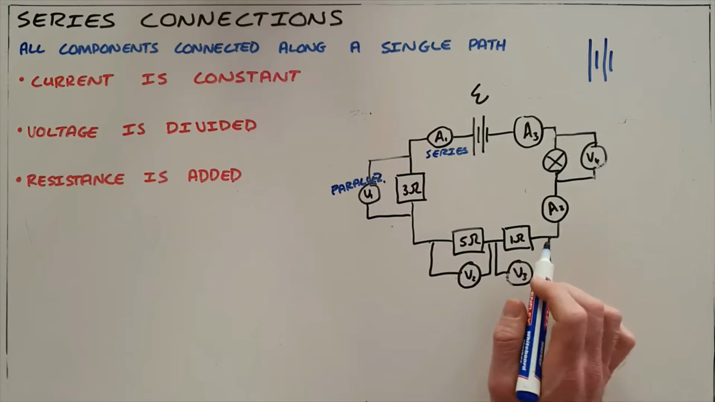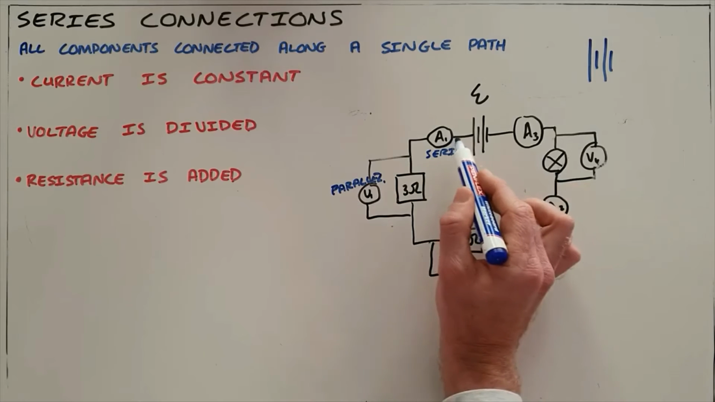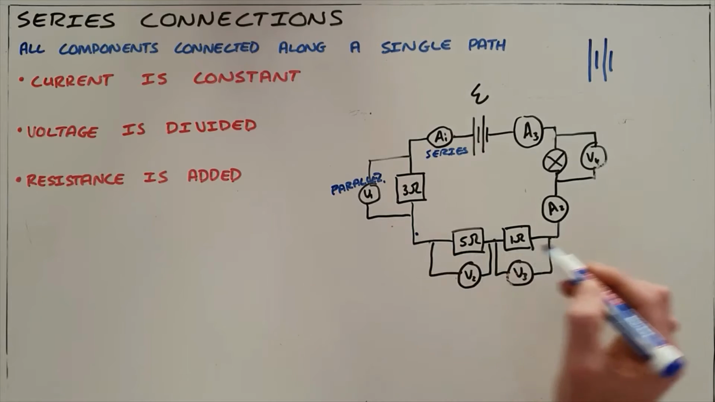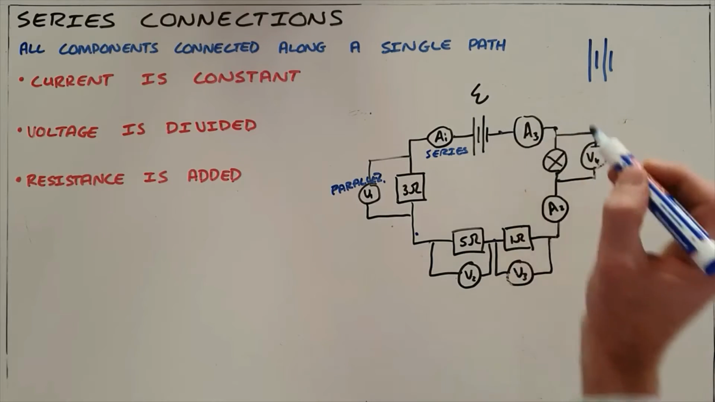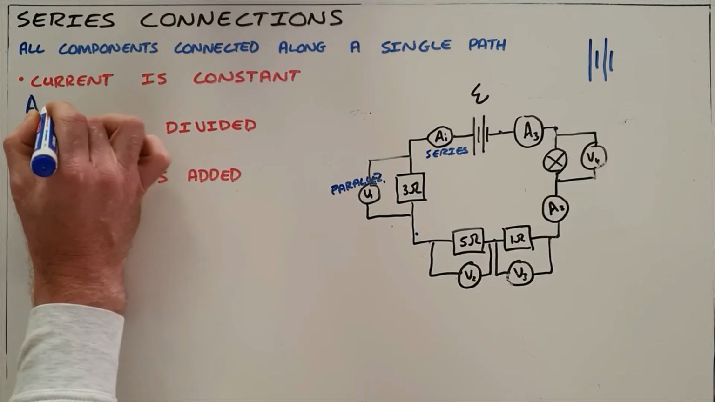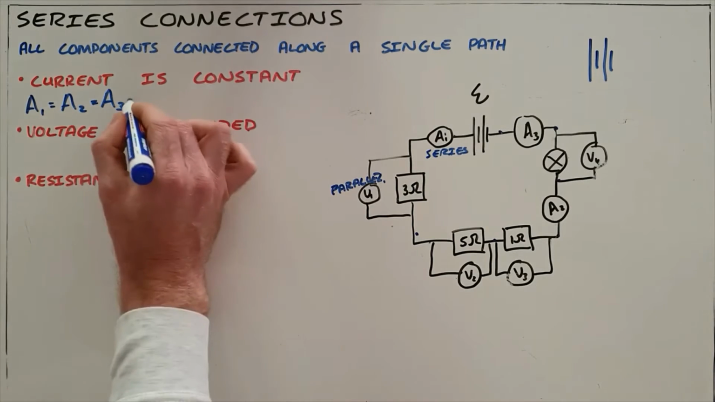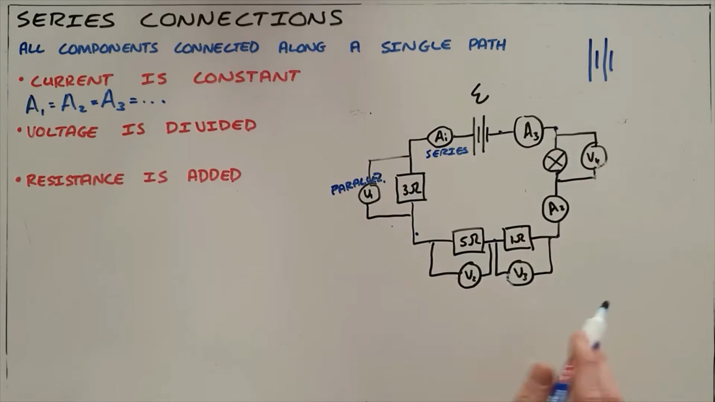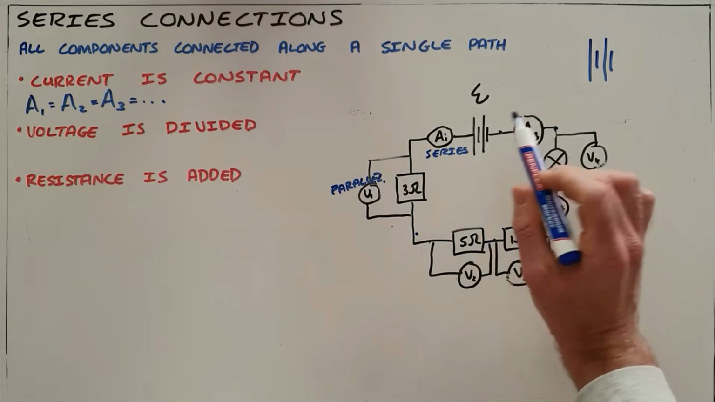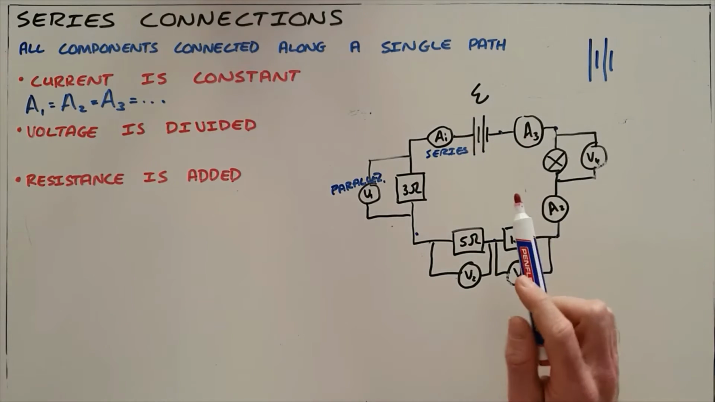There are no options for the current to increase or decrease as it goes a different route. So what we say here is that the current in one place in a circuit, say for example at ammeter A1, will be exactly the same as the current in every other part of that circuit, because there is only a fixed path. And the way that we write that would be to say that the current through ammeter A1 is equal to the current through ammeter A2, which is equal to the current through ammeter A3, and that would continue for any ammeter that you place in the circuit. The second rule is that voltage is divided. We know that the battery is providing the electromotive force for the charge to flow around the circuit.